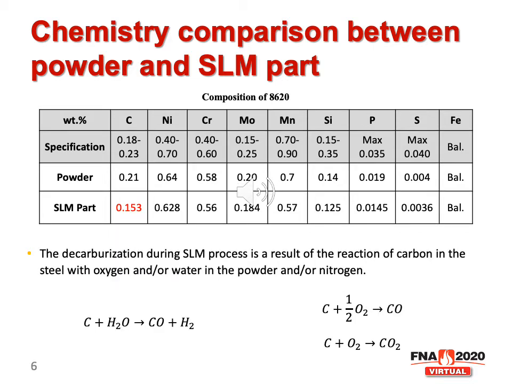The possible reason for the decarburization of the selective laser melted part may be due to the reaction between the carbon and the water or oxygen in the powder. And the other reason may be due to the reaction of carbon with the water or oxygen in the nitrogen, which is used as the inert shielding gas for the selective laser melting process.